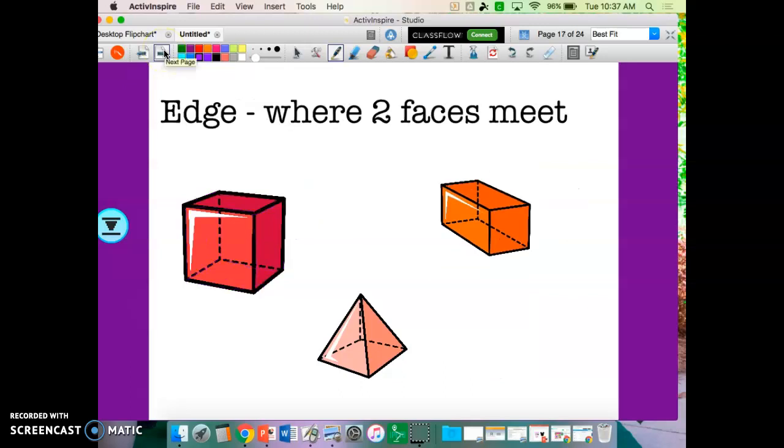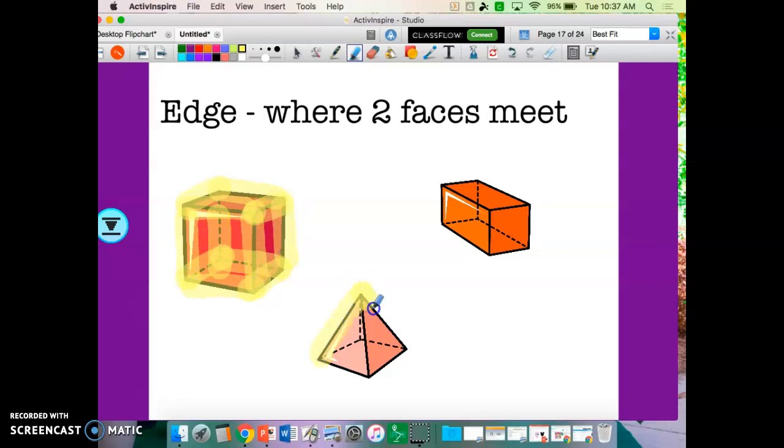We've also talked about that our faces are 2D shapes that we can identify. Our edge then is going to be where 2 faces meet. And when I go to identify the edges, I like to try and highlight them. That helps the kids some, so we can identify where they are meeting. So you can see where the cube meets, where those edges are, kind of where the pyramid edges are, but anywhere where those 2 faces are meeting. And we talked about how, if I roll my pencil across the desk, it will roll off the edge, because that edge is where the top face of the desk is meeting the side face, and it's no longer holding the pencil.